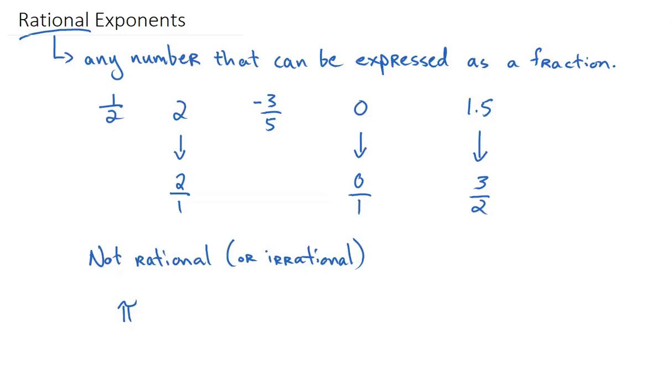Another irrational number that we've seen lately would be the square root of 2. We leave it as the square root of 2 because if we convert it to a decimal, it's a decimal that goes on forever. In other words, it's an irrational number. So that gives you an idea of what's rational and irrational as far as numbers are concerned.